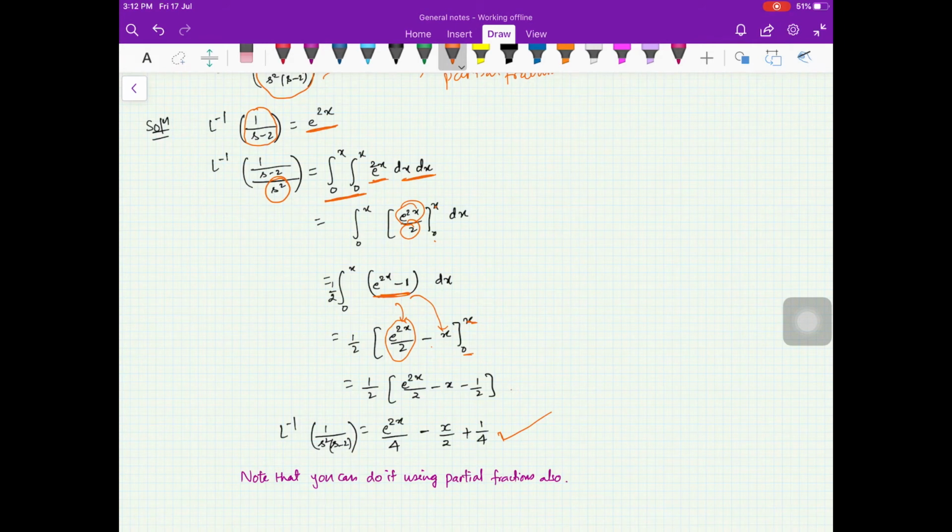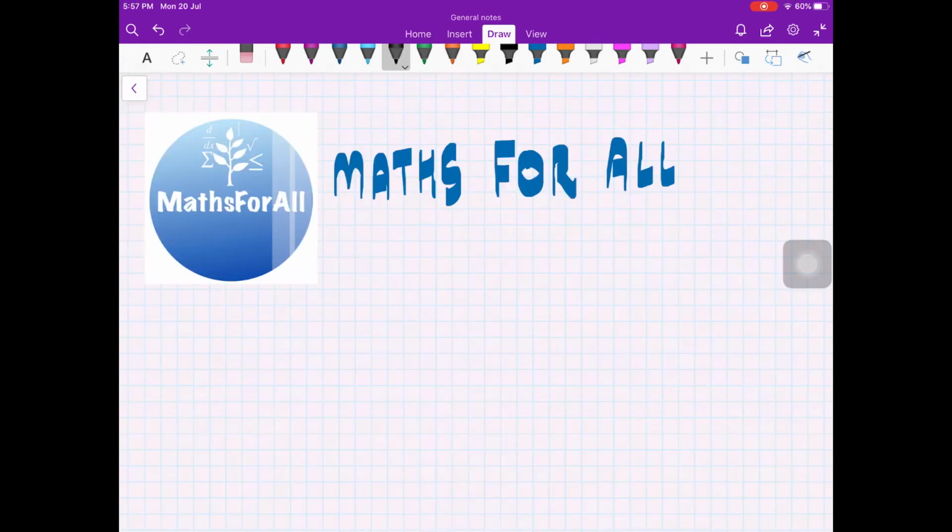So here we are finished with Laplace transformation and Laplace inverse transformation. There are some properties left which we'll discuss later on, for example the second shifting theorem and the unit step function. Before that, I would like to introduce you to the application of Laplace transformation for solving differential equations. That is what we will be discussing in the next video.